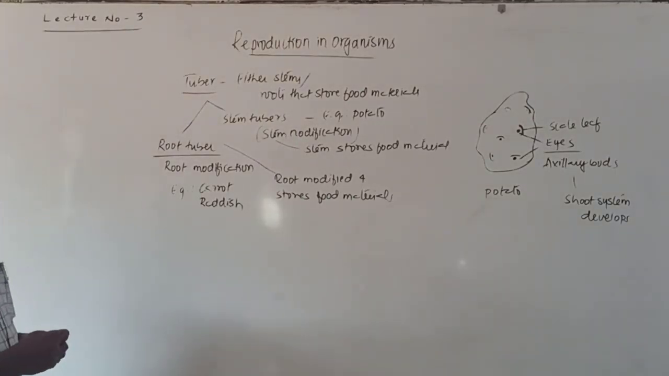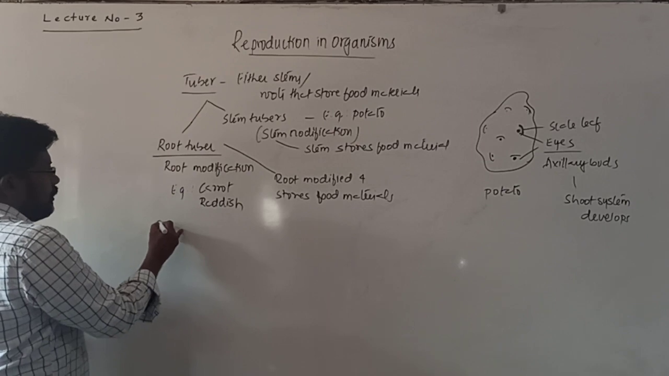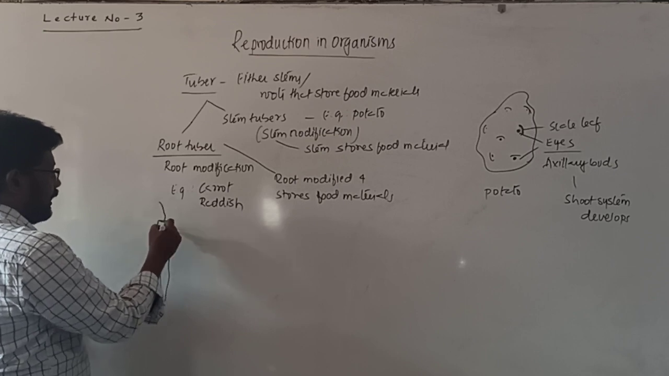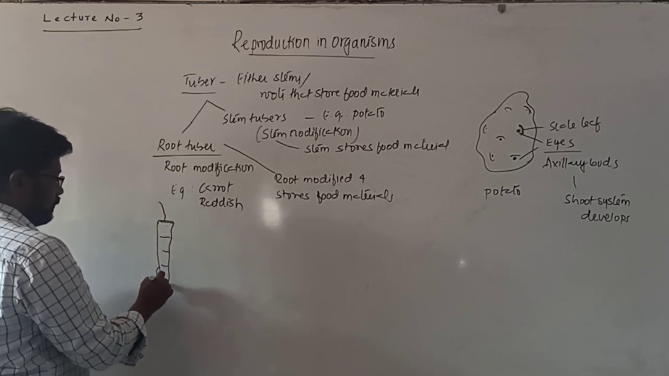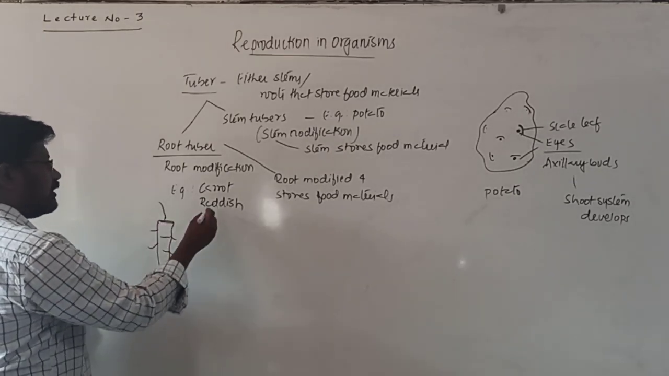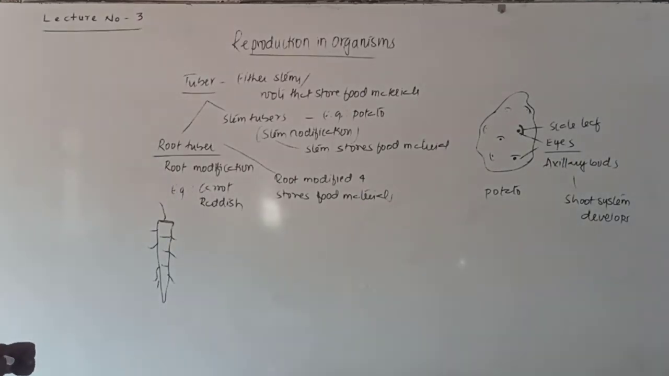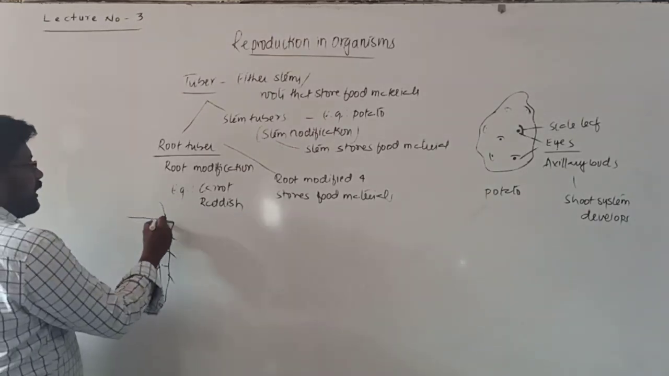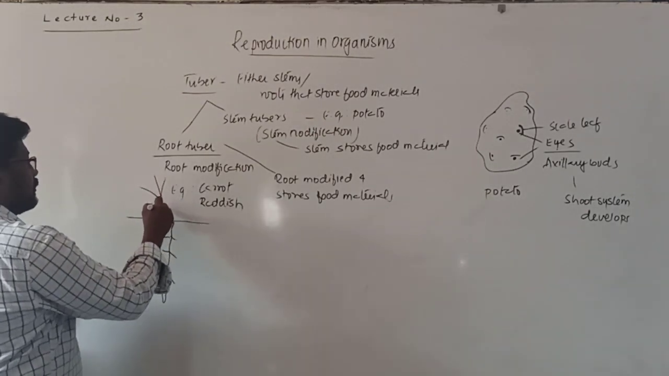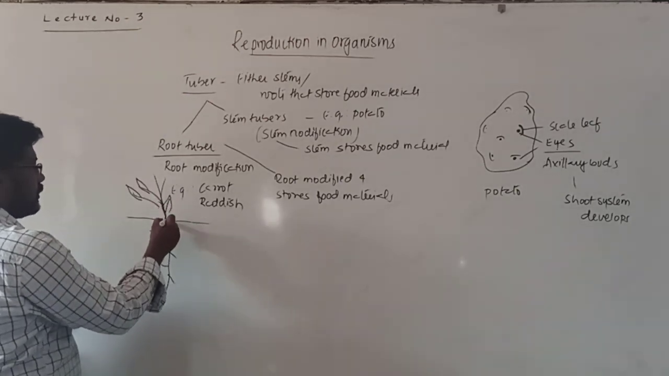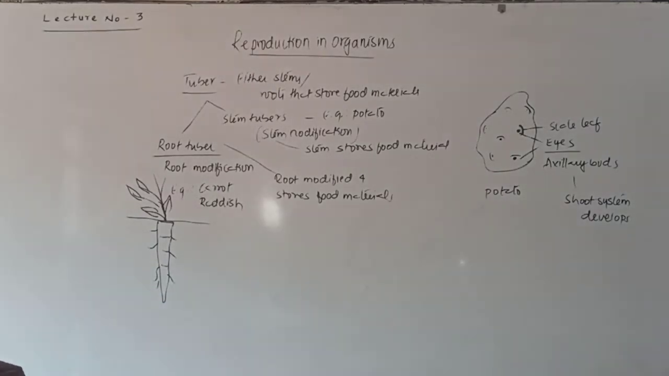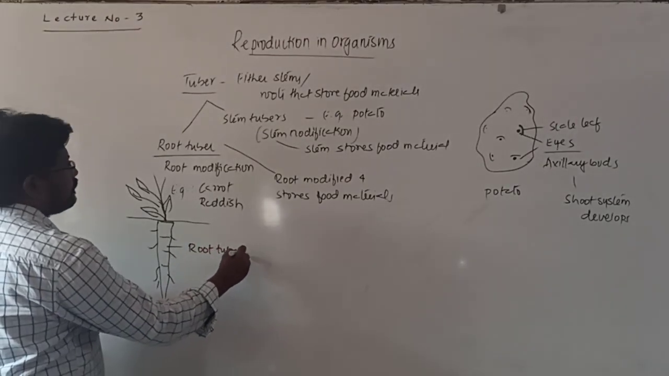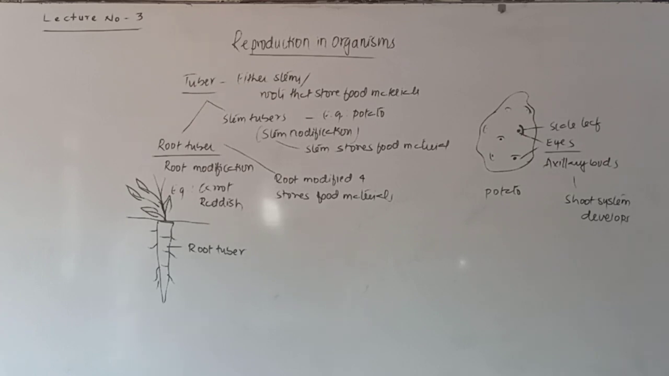In the case of root tubers also, as we have seen in carrots, it's a root modification, and it also has stored food materials, and it can remain dormant throughout the unfavorable conditions. When conditions return, it starts developing the shoot system. So you can see here, this is the shoot system developing, right, from the root tuber. Right, so that's all about these tubers.